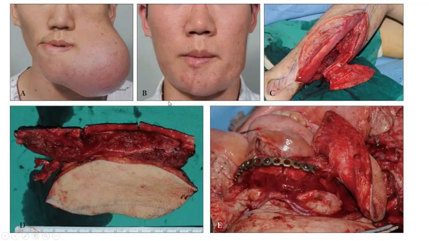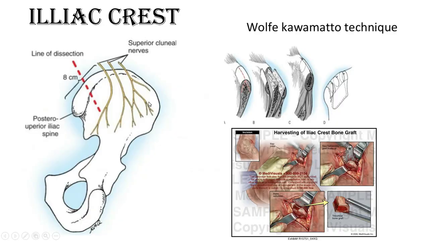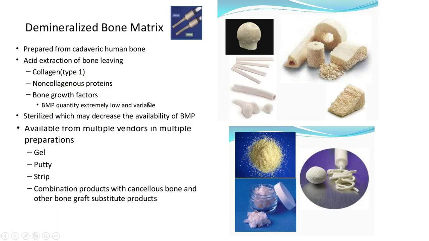I already told you the three properties: osteogenesis, osteoinduction, osteoconduction. This demineralized bone matrix is very good for osteoconducting activity, but osteoinduction and osteogenesis, which are the inbuilt plus point of the living graft, are new bone formation by cells in bone graft and the bone morphogenic protein, which is not found in this type of graft. So it is a negative point.